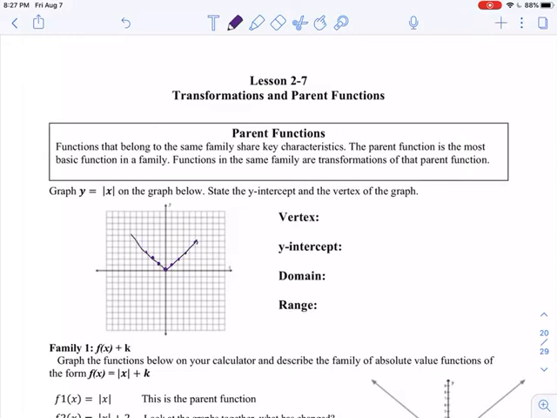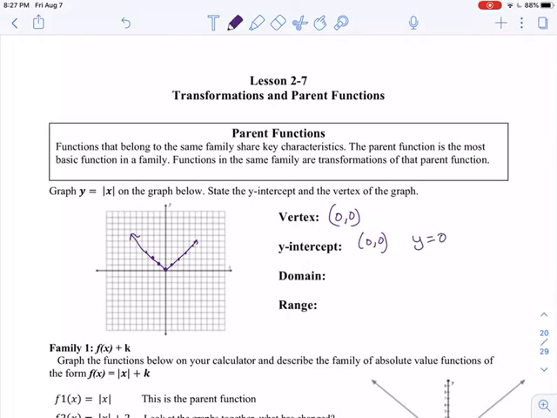Okay, and this is the parent function. This is the basic one. This is the main one. The vertex of this graph is 0, 0. That's sort of like that turning point. See how it's decreasing, and then it hits 0, 0, and it goes back up. That also happens to be my y-intercept, or y equals 0 is the y-intercept.